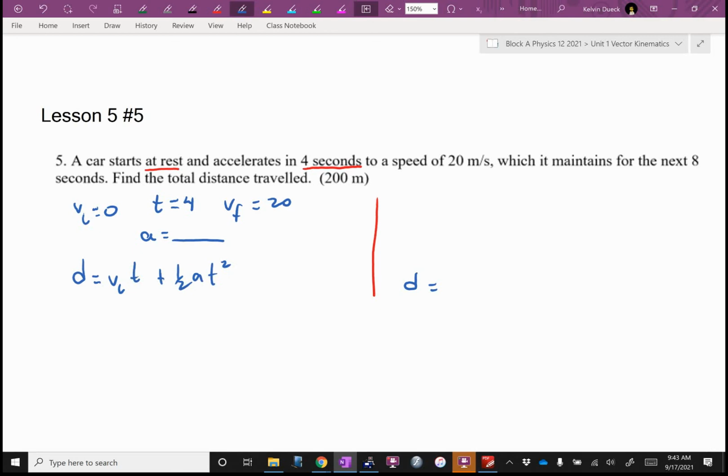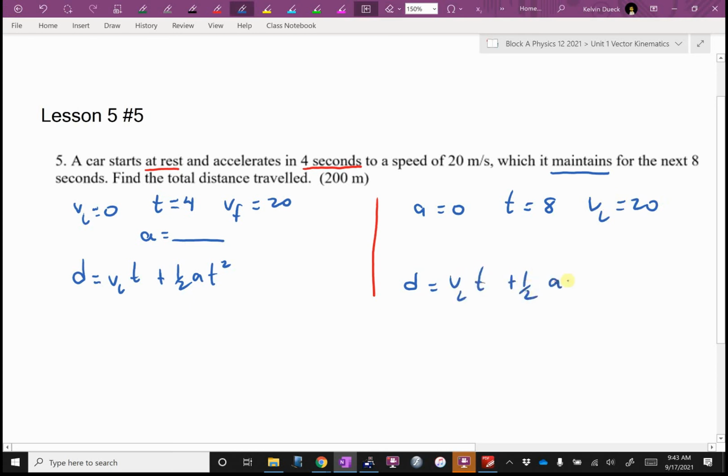For the second trip, it says it maintains, that's, I think, a physics term for constant velocity. I think I can say that a is 0. And then there's one more thing I know, Malcolm. How fast were we going at the end of the first part of the trip? You know how fast we're going at the beginning of the second part of the trip? 20. And so I can go d equals vit plus a half at squared.